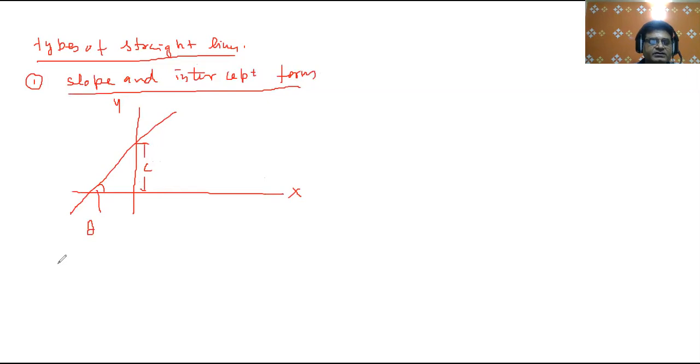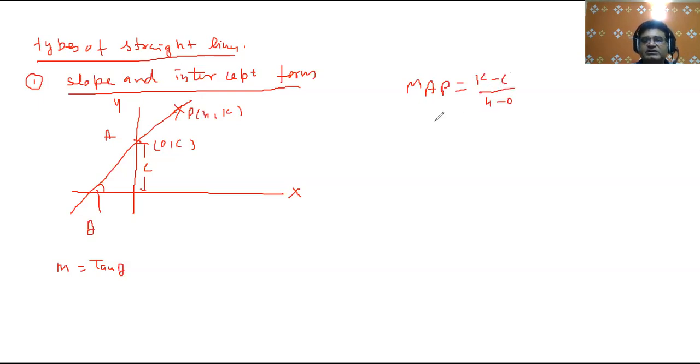Then slope of this is going to be tan theta. Now let this point be A, so coordinate of A will become (0, c). So we are taking a point P whose coordinate is (h, k). So we can see that slope of AP will be equal to (k minus c) upon (h minus 0). So this is equal to m. So (k minus c) upon h, so k minus c is equal to mh. So k is equal to mh plus c.